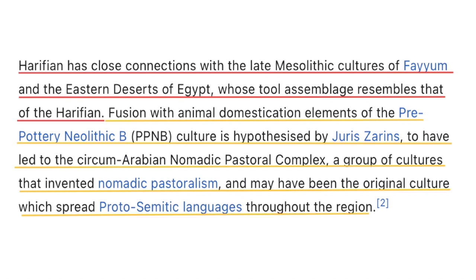So everything is culminating. The Harifians to the pre-Pottery Neolithic B to the Natufians in nomadic pastoralism. It is these peoples who originated Proto-Semitic languages and who spread Proto-Semitic languages. And all three of these peoples, the Harifians, the pre-Pottery Neolithic B, the Natufians, all being very similar fused people, one and the same, they all had haplogroup E.